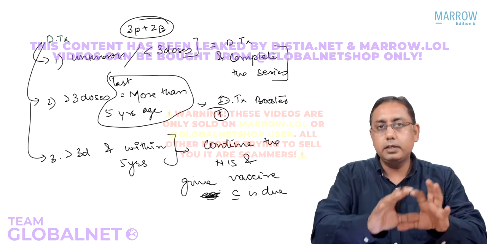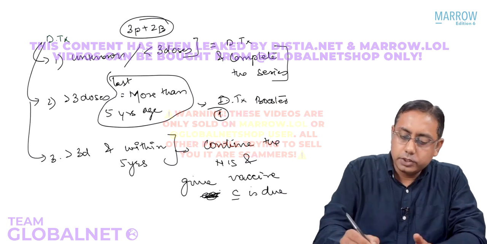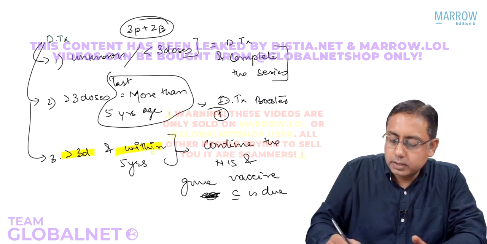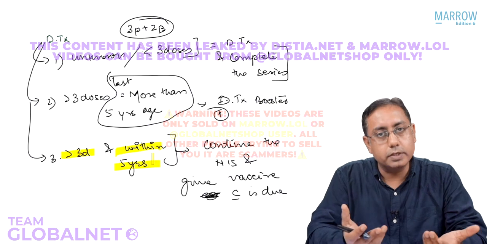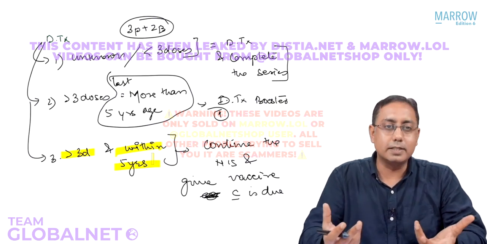So whatever vaccine is due, you give it at that time. You don't need to add any other vaccine if the child had already taken more than 3 doses and the last dose was within 5 years. So that's the simple answer for management of the contact cases.